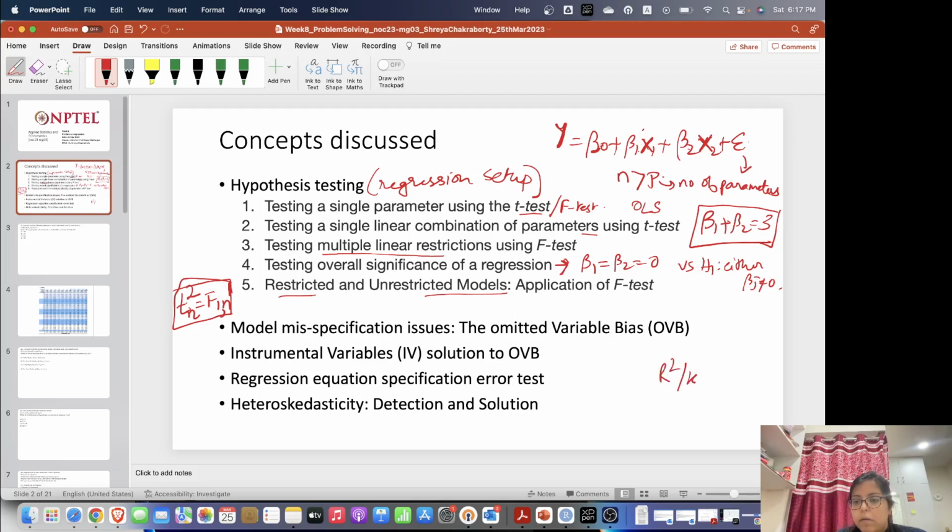So if you remember, k is the number of regressors in the model, not the number of parameters but the number of regressors. Like for this example, the number of parameters, if I denote it by p, is 3, beta naught, beta 1, beta 2, but k is 2 because we have only two regressors, x1 and x2.